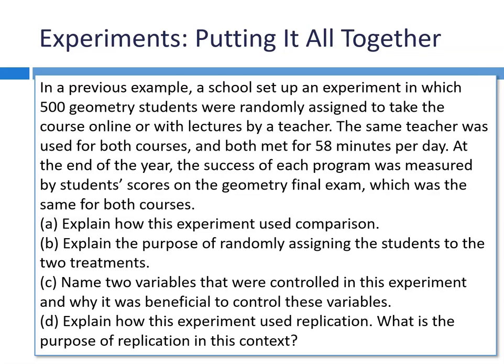So we're going to go through here. We want to explain how this experiment used comparison, explain the purpose of randomly assigning them to 2 treatments, name 2 different variables that were controlled in this experiment and why it was beneficial, and then how the experiment used replication and what is the purpose. I would encourage you to pause this video and take some time to think through these answers, jot some thoughts down, and then when you've given it some good thought, unpause and we can see how your thoughts compared to the answers.